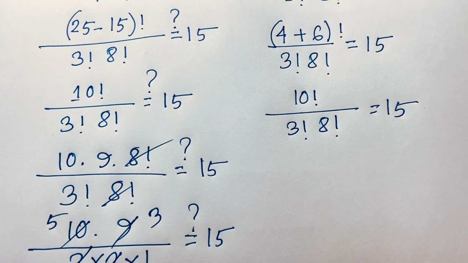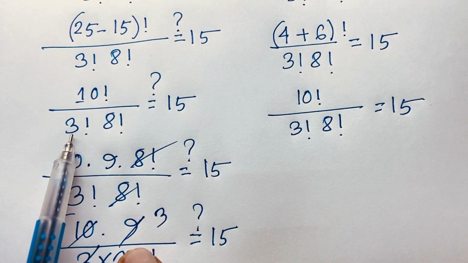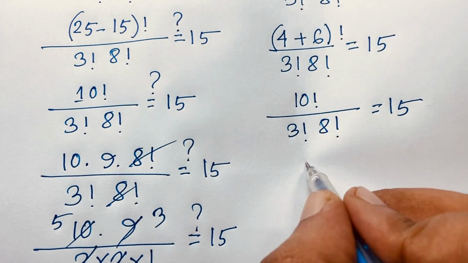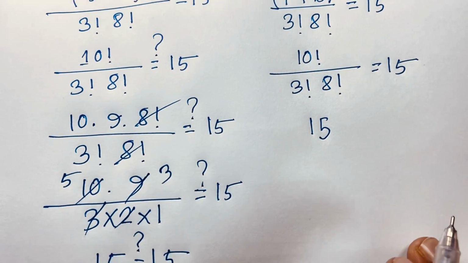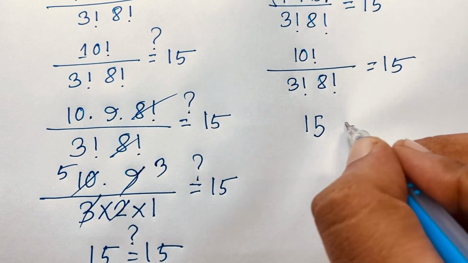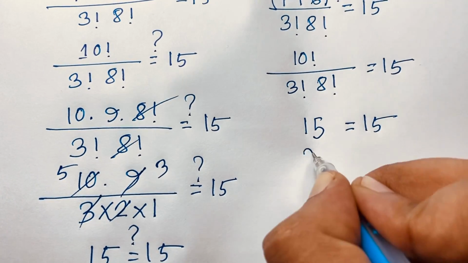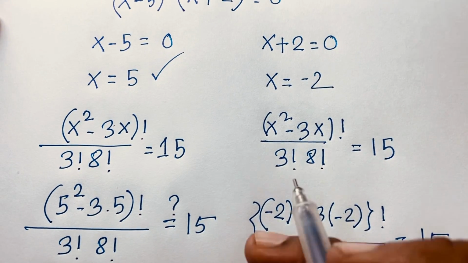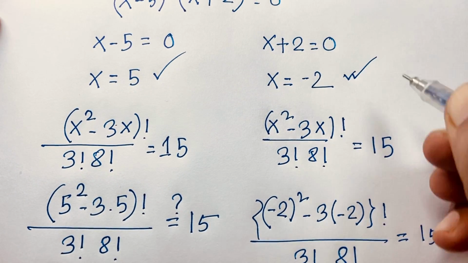So we found 10! over 3! and 8! will be 15. So I can easily see it will be 15 is equal to 15. So left hand side and right hand side are equal. So x is equal to negative 2 is also our right answer.